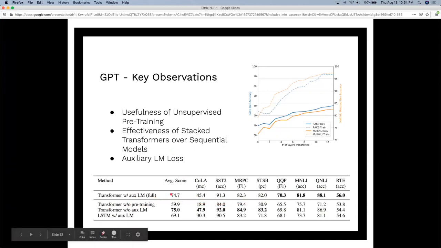I mean, these are clearly nitpicking, but if you look at the numbers, it's changing the game. So now people know that if you are using a language model to do your task, you should always use the auxiliary loss, and you should use transformer instead of LSTM in most cases. There are still some cases where LSTM works better. There are a few papers after that, but anyway, this is the key takeaway of GPT.